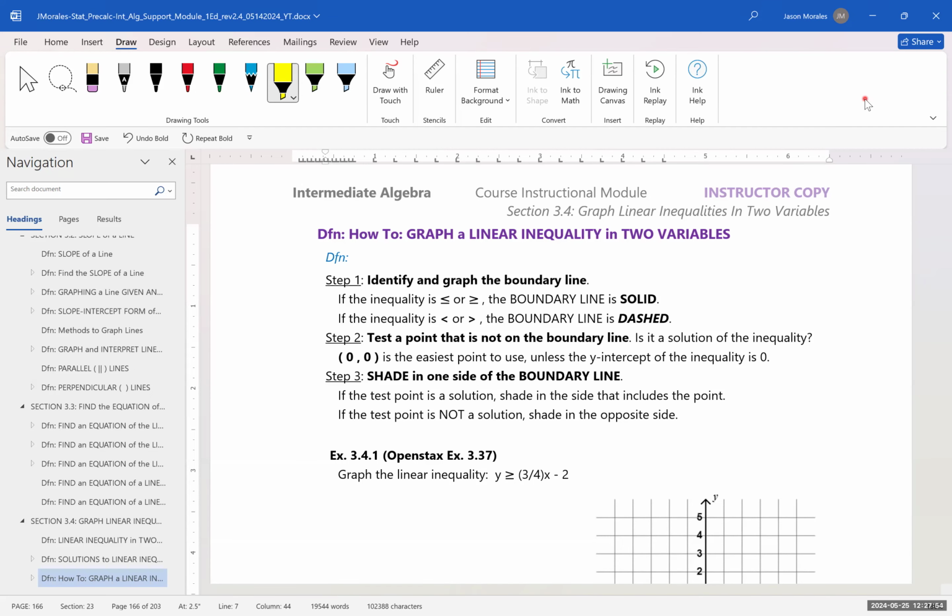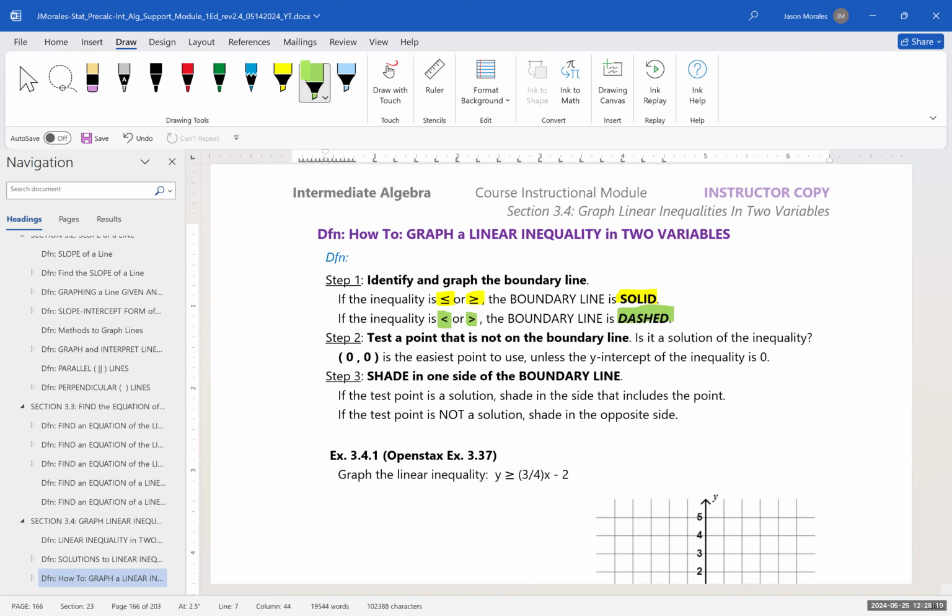Okay, so now let's look at how to graph a linear inequality in two variables. I've got these three steps. Step one is to identify and graph the boundary line. If the inequality has equals in it, then that'll be a solid line. If the inequality does not have equals in it, then it's going to be dashed.